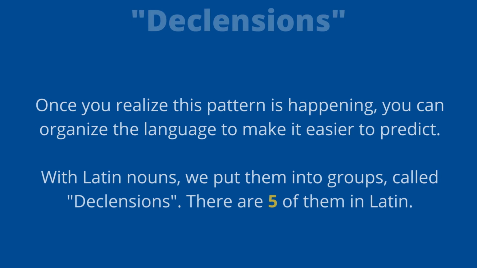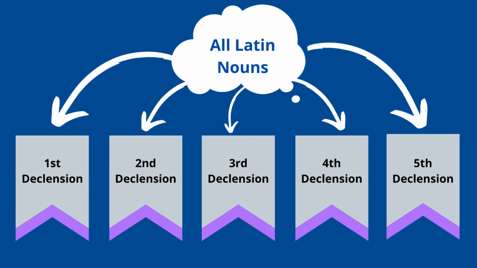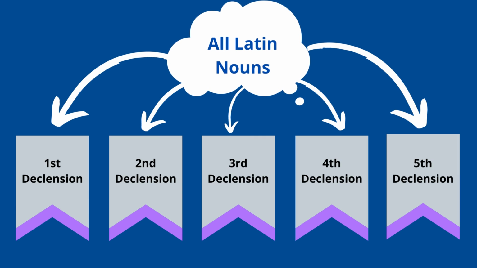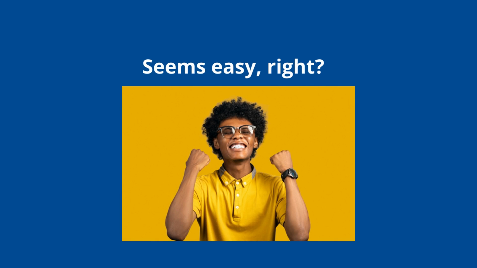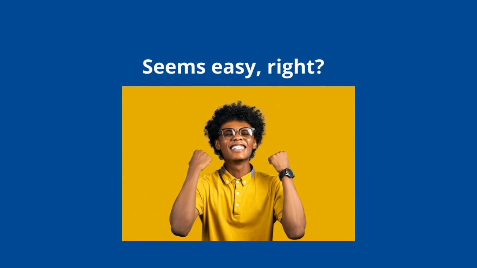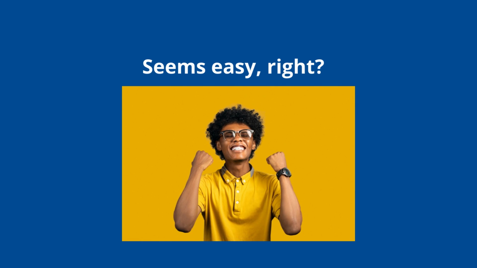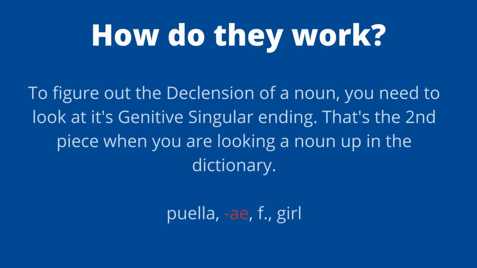And there's 5 of them in Latin, meaning that of all the thousands of Latin nouns, you can actually organize them into 5 specific categories or groups, which makes the language a lot easier to understand, right? So it sounds pretty easy. We're just taking thousands of nouns and putting them into groups. Seems easy? It is pretty easy. It's not overly complicated. It just takes a little bit of getting used to. So how does this all work?